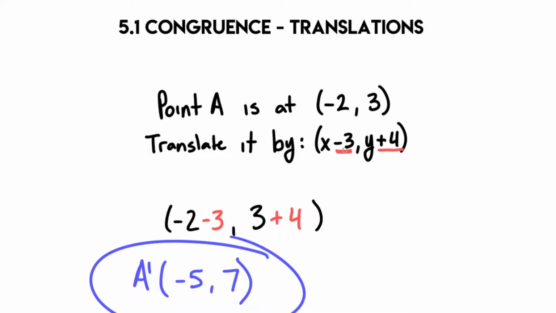Okay? This tells me that this is going to the left by 3. So wherever A was originally, it is going to go left by 3. And then it will go up by 4. So it goes up by 4. And then this is where A prime would sit.